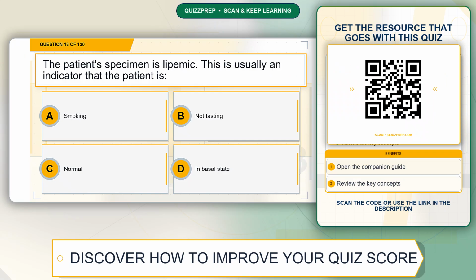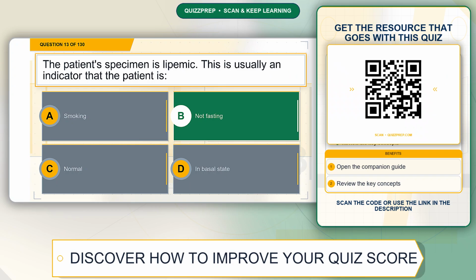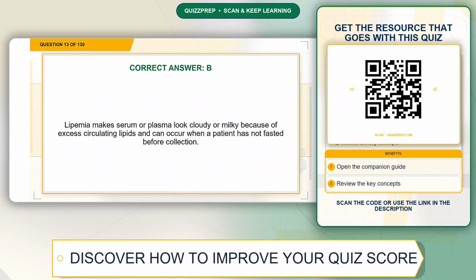Question 13. The patient's specimen is lipemic. This is usually an indicator that the patient is: Option A, smoking. Option B, not fasting. Option C, normal. Option D, in basal state. The correct answer is option B, not fasting. Explanation: lipemia makes serum or plasma look cloudy or milky because of excess circulating lipids and can occur when a patient has not fasted before collection.